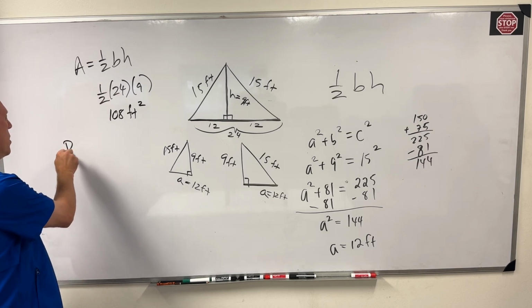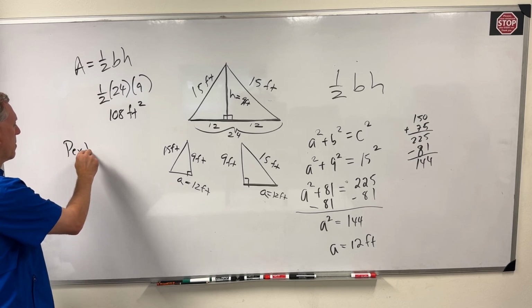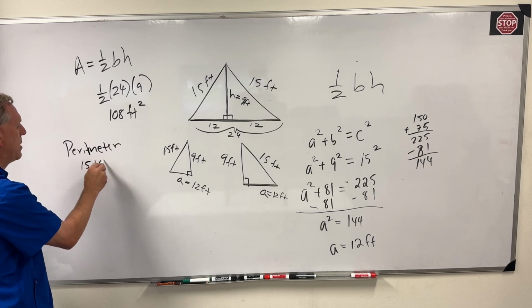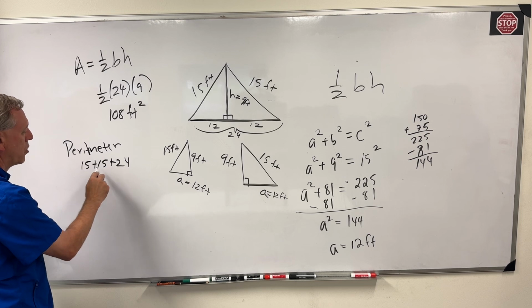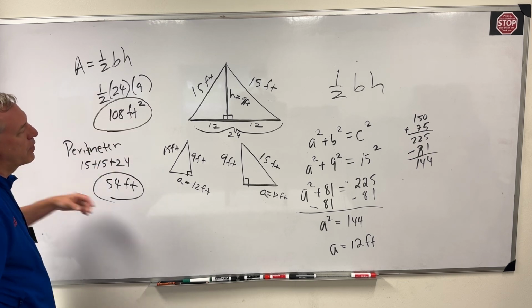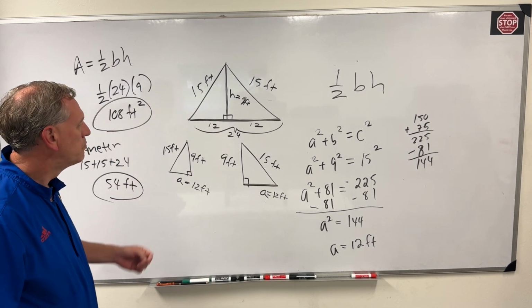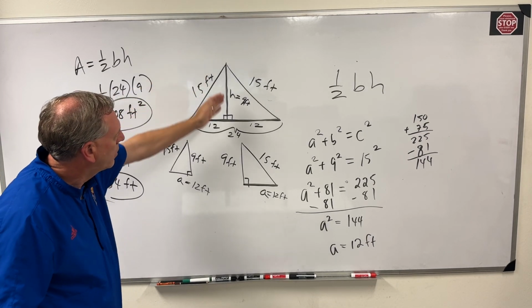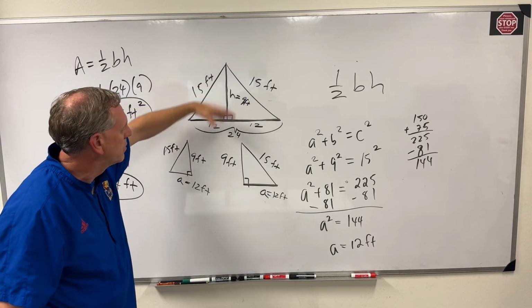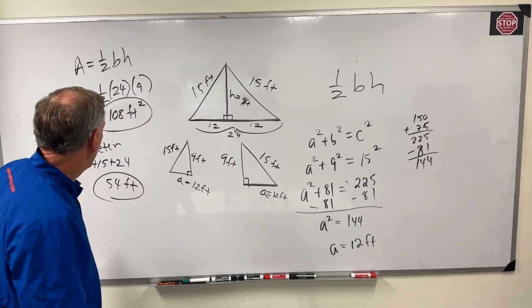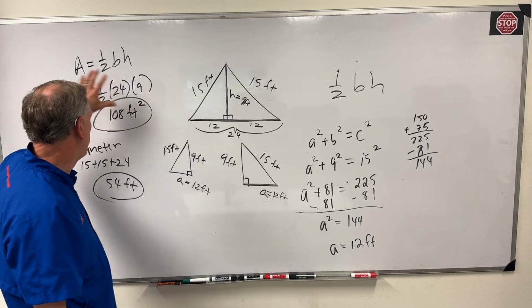And then for the perimeter, we're just going to add all those, 15 plus 15 plus 24. So 30, 40, 54. 54 feet is the perimeter. There's the area. So if you have a triangle like this, and you're given a couple of pieces of information, what we want to do is calculate whatever missing piece it is, either this height or this hypotenuse or this base, and solve. And then from that, find the area and find the perimeter.